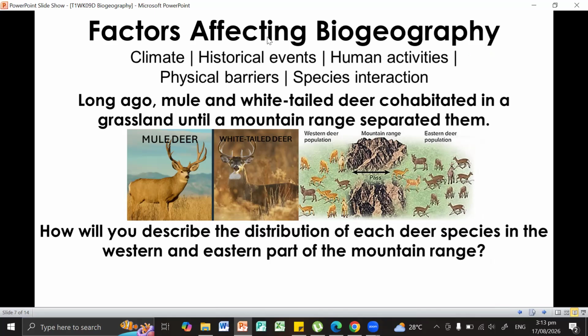Now, how will you describe the distribution of each deer species in the western and eastern parts of the mountain range? On the west, because there is a mountain range that separated them, the western side of the mountain range is populated mostly with mule deer, while the eastern side is populated with the white-tailed deer. Therefore, the factor affecting biogeography here is the physical barriers.